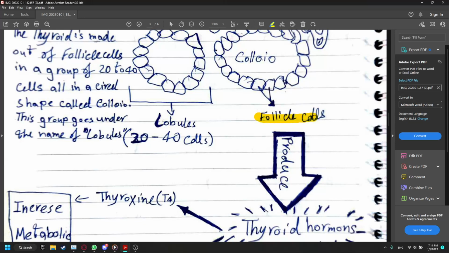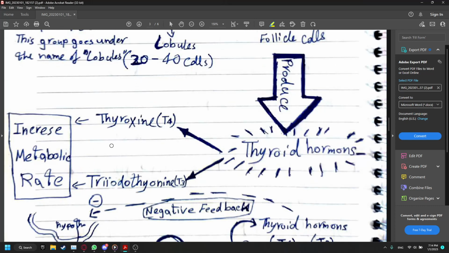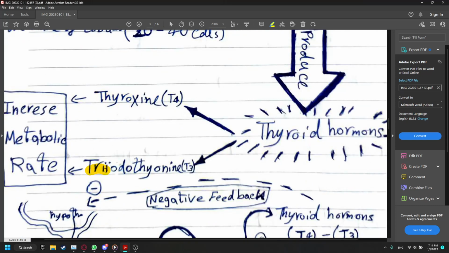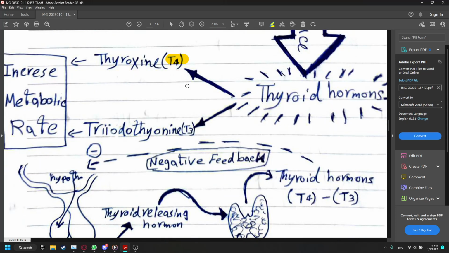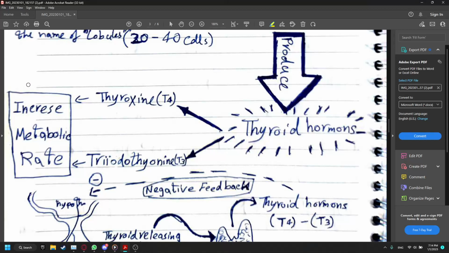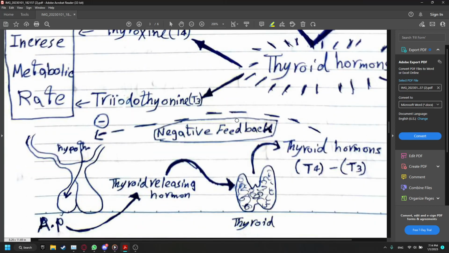So the follicle cells produce thyroid hormones. And what are those thyroid hormones? They are thyroxine and triiodothyronine. Basically T4 and T3. They are important for increasing the metabolic rate in the body. So what happens if you have too much thyroid hormones, T4 and T3?